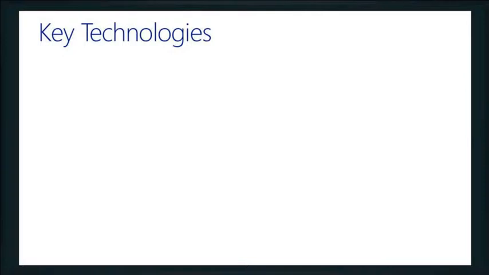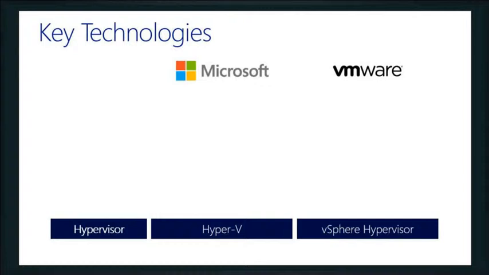So let's just set the table here. Key technologies. It all starts with our hypervisor, Hyper-V versus vSphere hypervisor. And that's where we begin, and that's where you'll see some of the intro demos that Tommy's going to do in a minute. But that's the beginning of it all. That's our basics of technology. That's where we start all the virtualization stuff that we have.